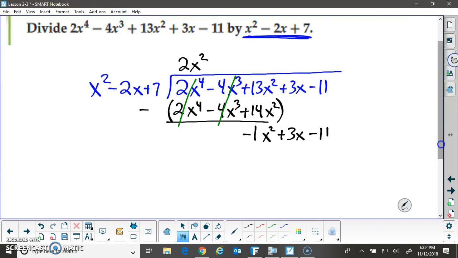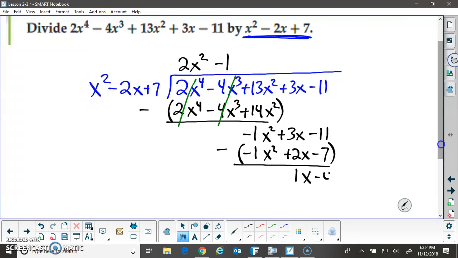Bring down the next 2 terms, and then what times x squared gives us negative 1x squared? That would be just a minus 1. That gives me negative 1x squared plus 2x minus 7. And now when I subtract, we'll end up getting a 1x minus 4. That's going to serve as our remainder. So I'm going to take our remainder, 1x minus 4, put it over our divisor. That is your result of dividing those two polynomials.